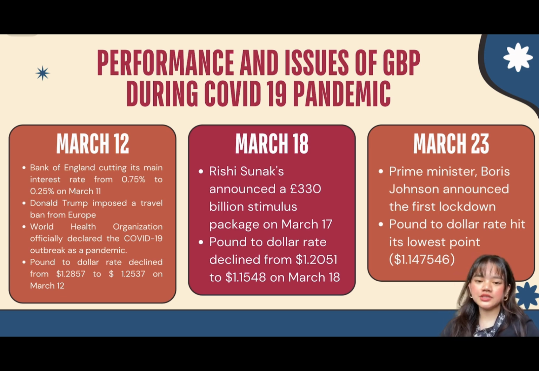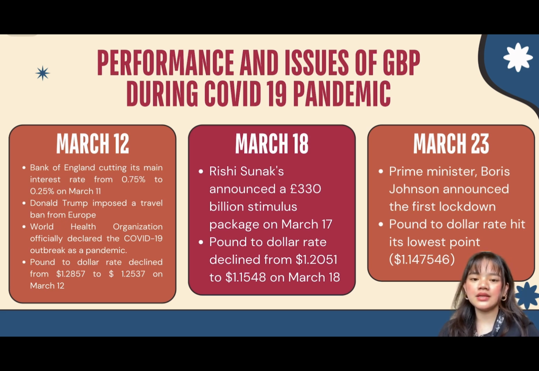On March 18, Rishi Sunak, the Chancellor of the Exchequer, announced a £330 billion stimulus package to help citizens and boost economic activity. This move raised concerns about the significant rise in UK government borrowing and led the pound to dollar currency rate to decline from $1.2051 to $1.1548 on March 18. On March 23, Boris Johnson, Prime Minister of the United Kingdom at that time, announced the first in a series of lockdowns. The pound to dollar rate hit its lowest point, which is $1.1475.